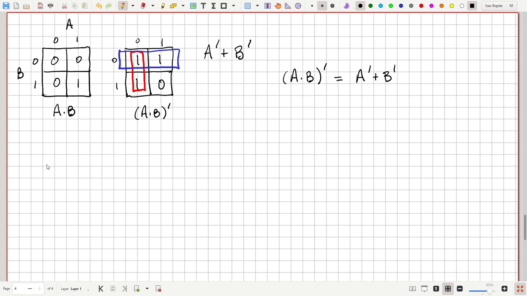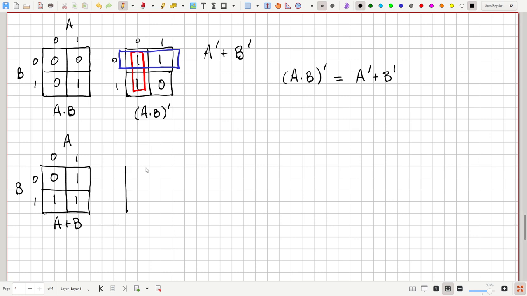Now here's another important result. Let's do another version of this. Here's A. Here's B. Let's look at A or B. Now this is 1 whenever A or B or both are equal to 1. So here B is equal to 1, so those are true. And then here A is 1. The only time A or B is 0 is when A is 0 and B is 0. So it would look like that.